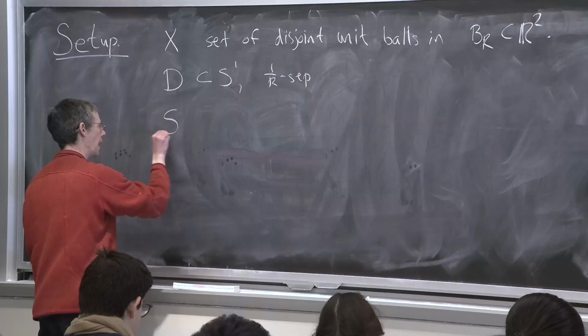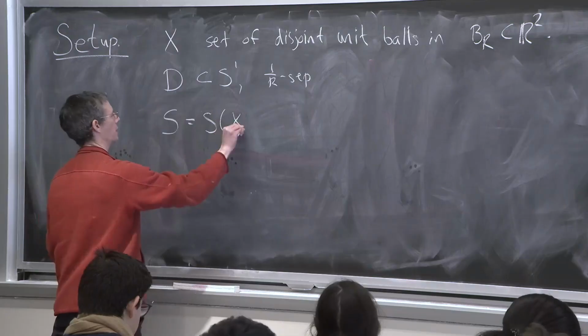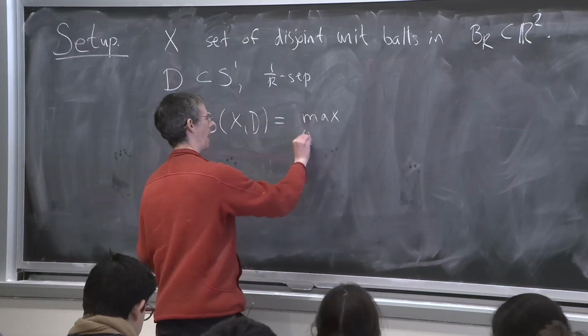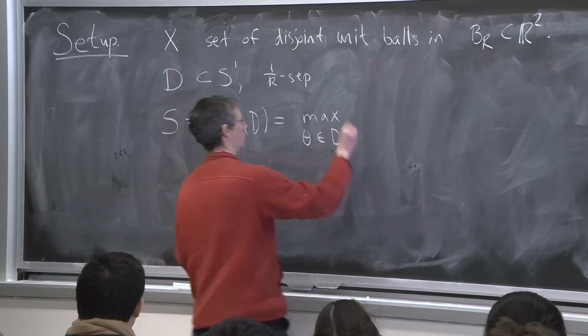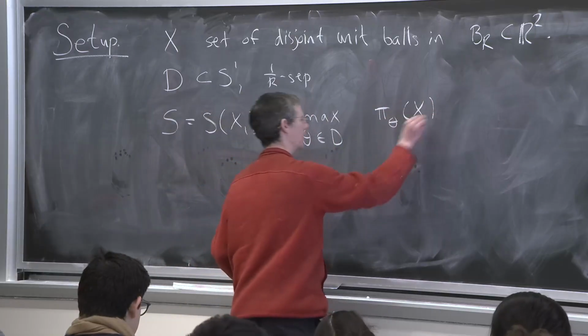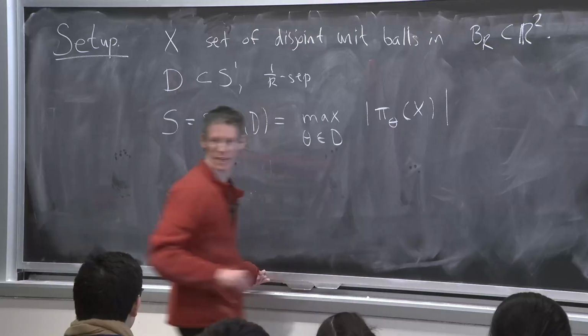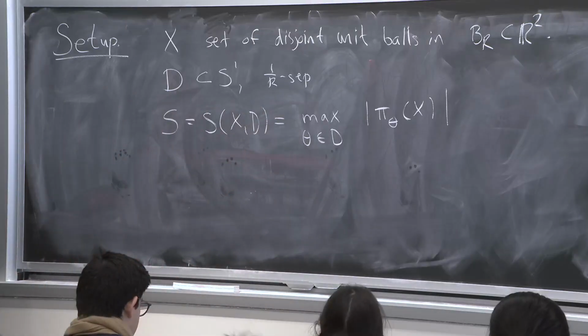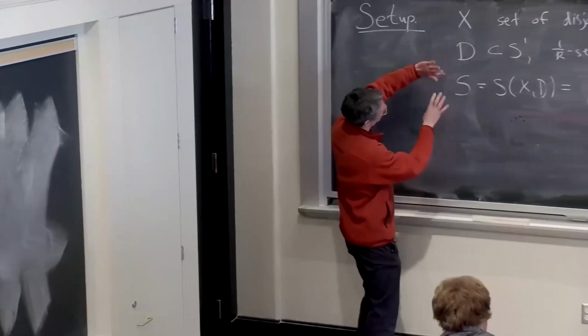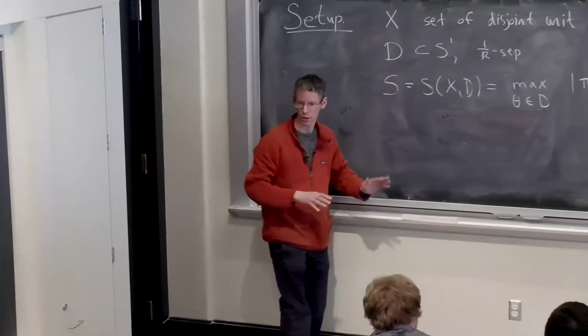And then S, which depends on X and D, is the maximum size of the projection. So I look at all the directions in D, and I project the set X in that direction, and I take its measure. And the maximum of that is called S. OK. So projection theory, we try to understand how these things are related to each other.